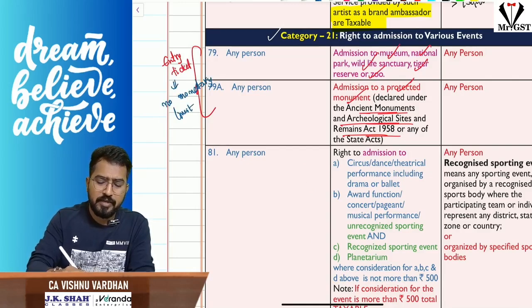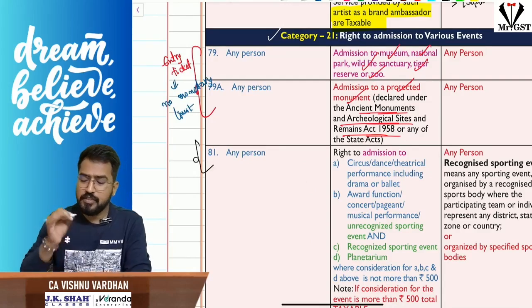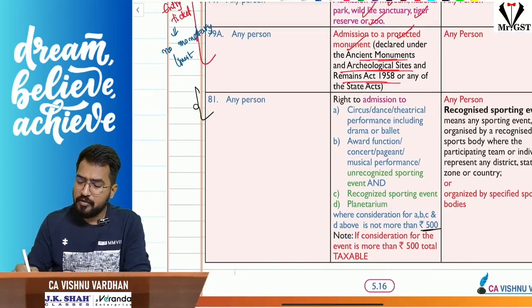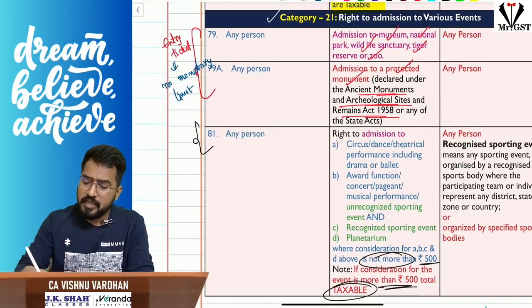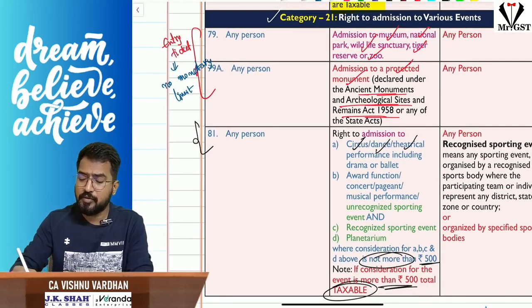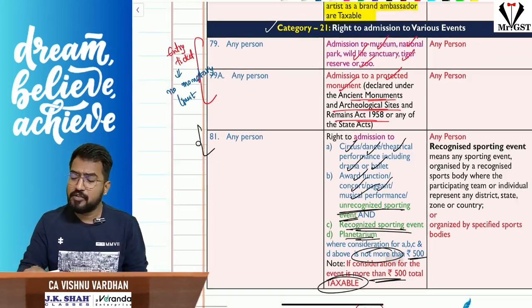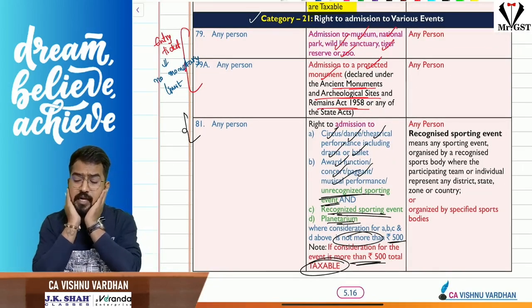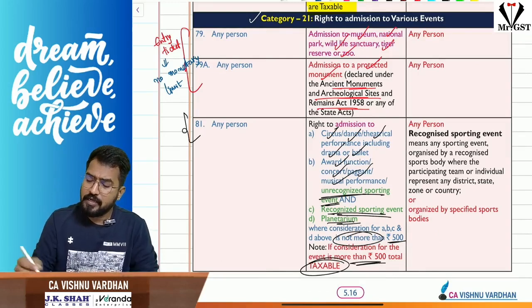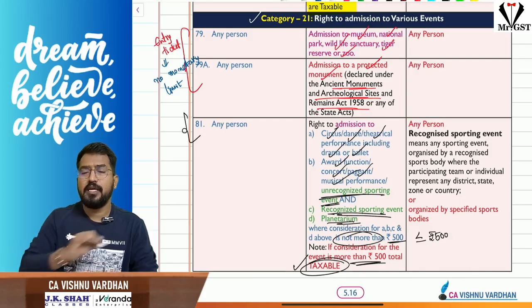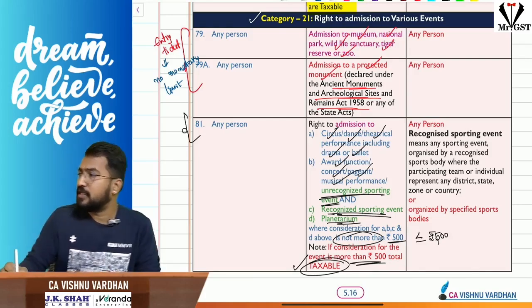So please be careful here. Here there is no monetary limit, but in this entry, if you see, there is a monetary limit of 500 rupees. If it is more than 500, fully taxable. If it is not more than 500, then it is exempt under GST. Which one? Sir, I am entering into circus, buying the ticket, dance or theatrical performances, including drama or ballets or any award functions, concerts, pageants or musical performance, or any unrecognized sporting event or recognized sporting event or planetarium, all that stuff. So for all these things, if the entry ticket charge is greater than 500, then it is taxable. If it is less than or equal to 500, then it is fully exempt. Hope it is clear to you.